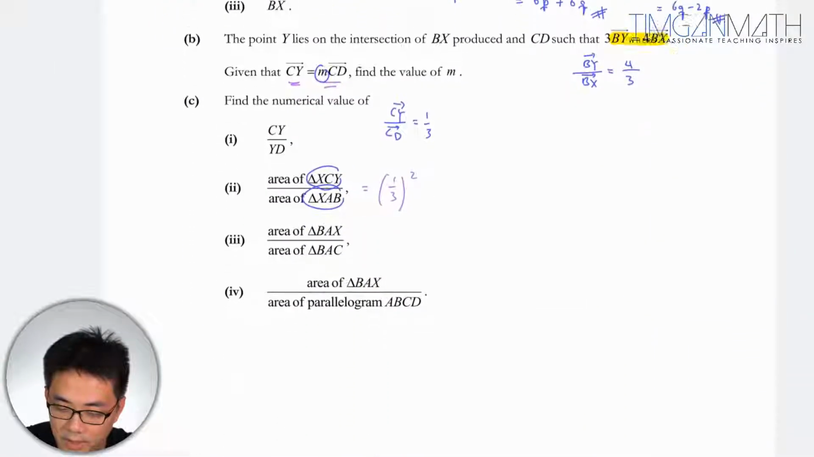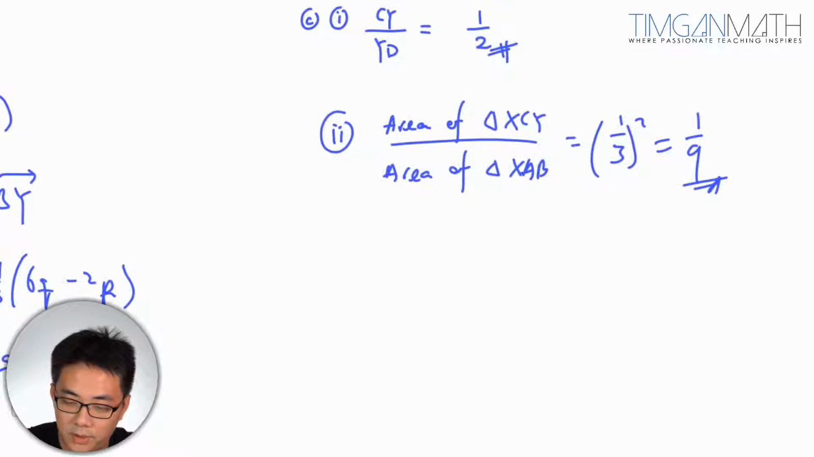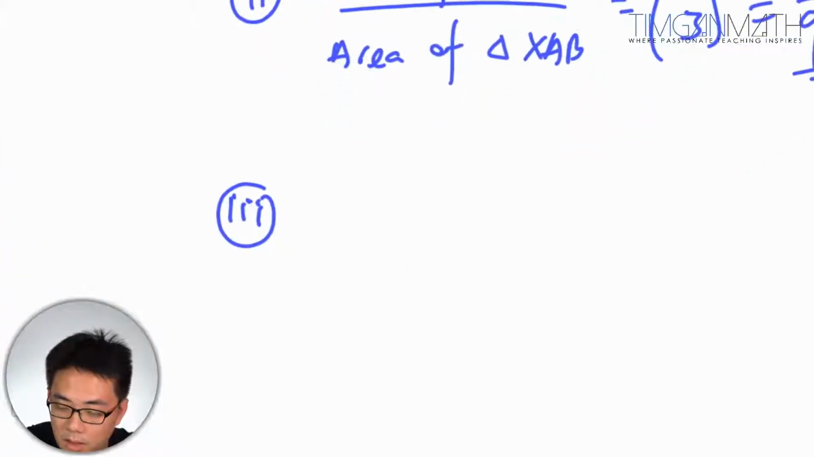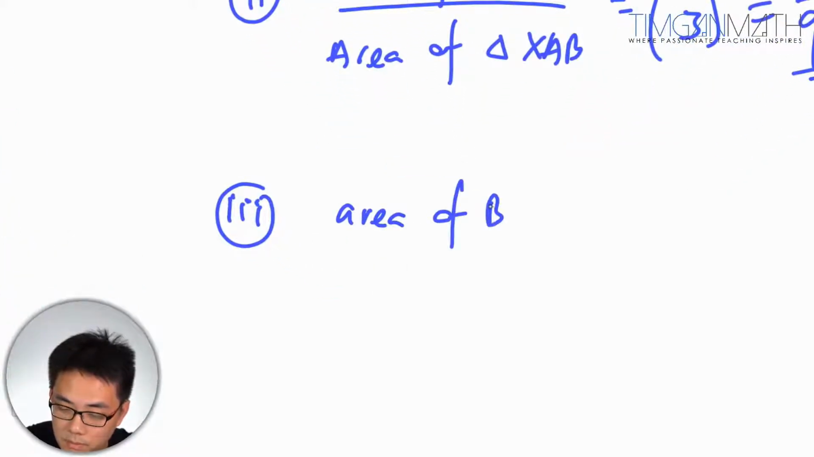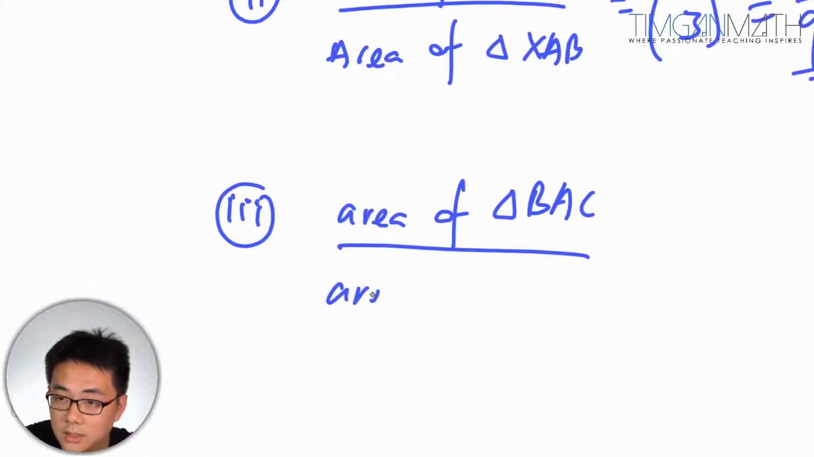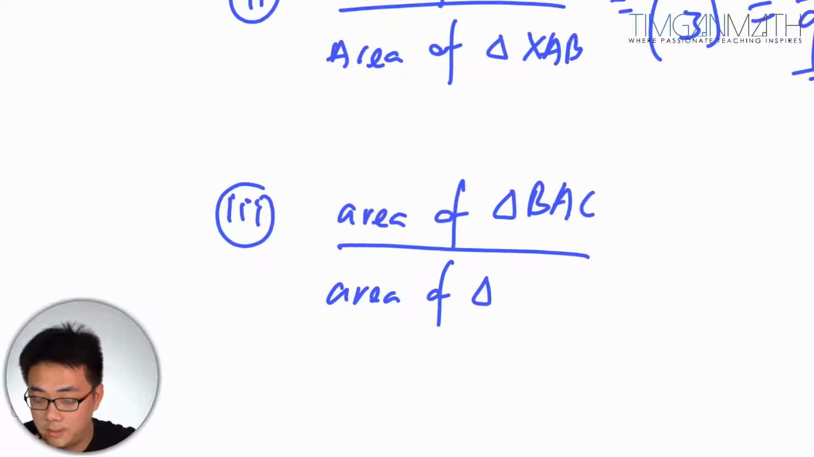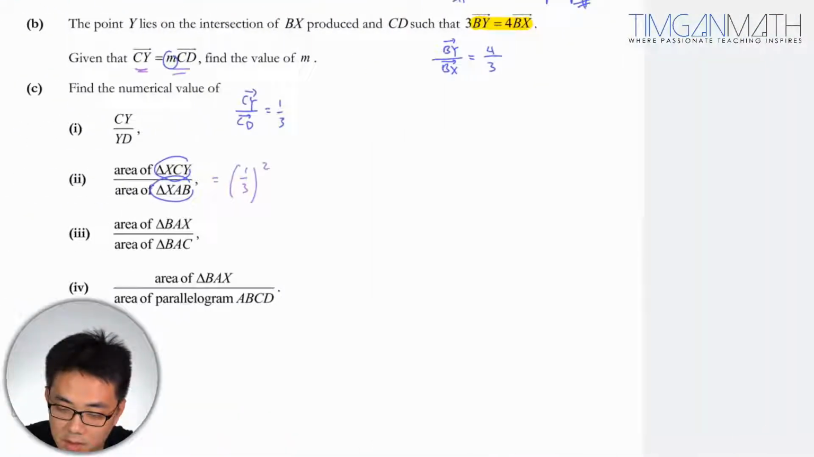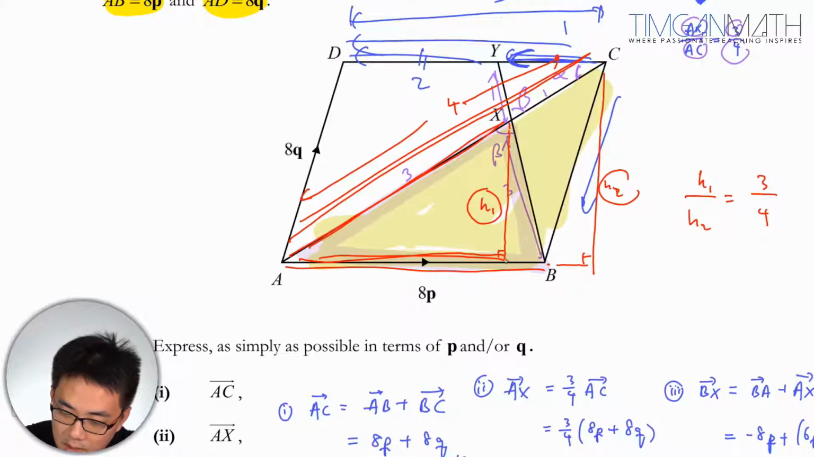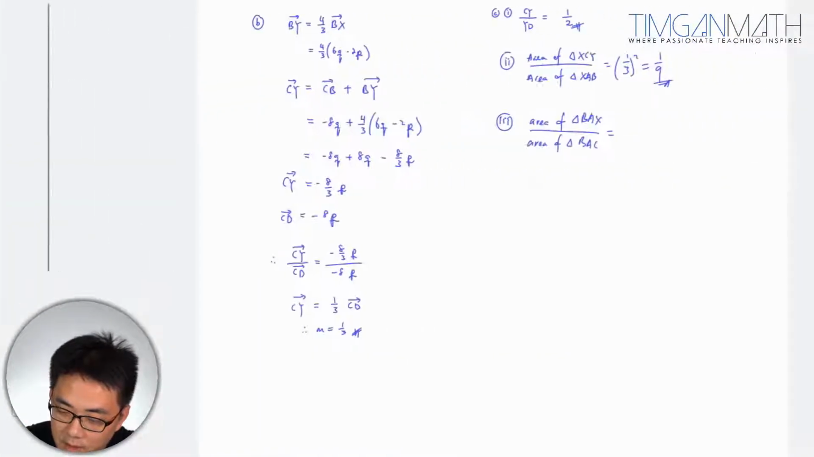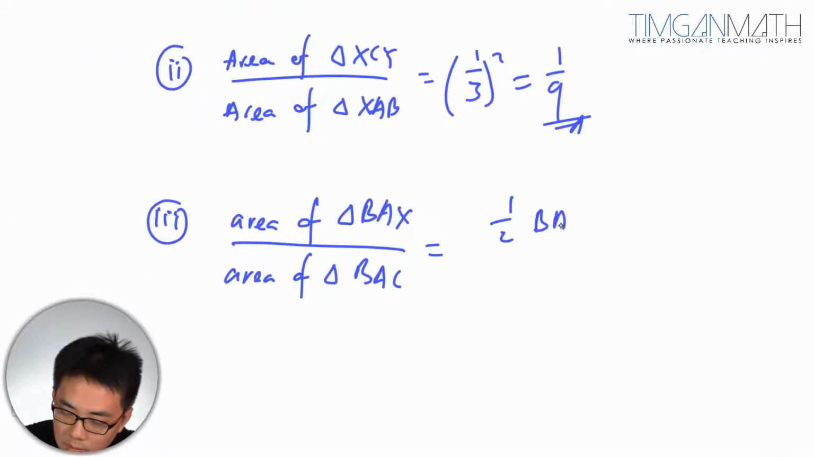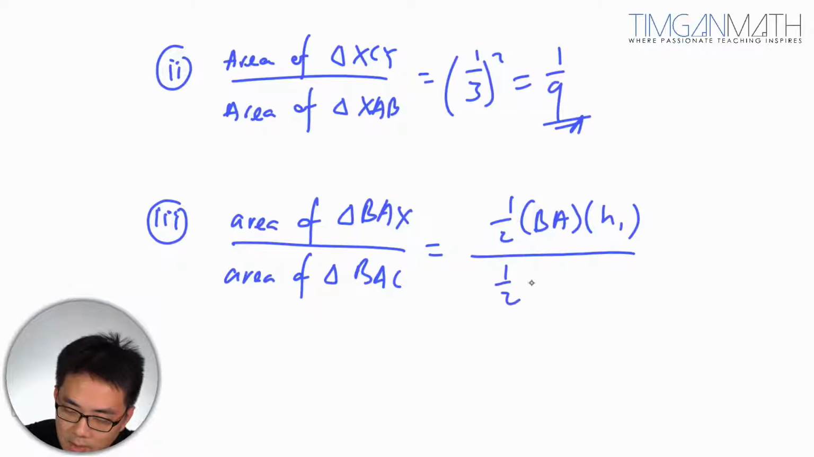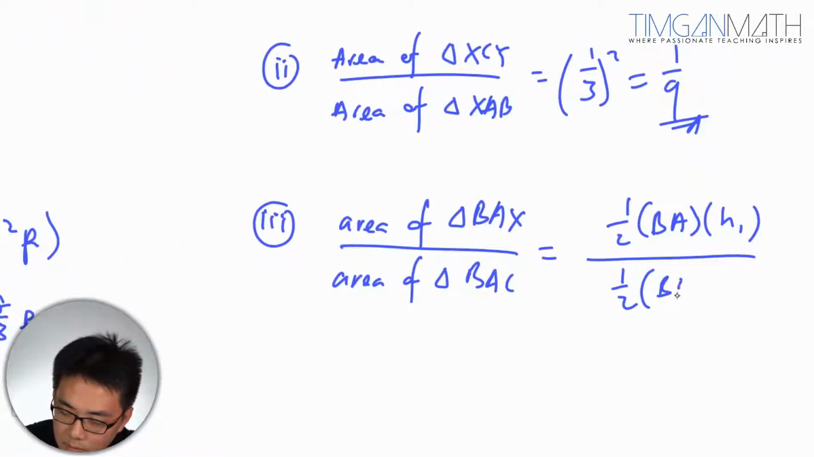So if you were to write it down, let me just write it down for you. Triangle part 3, because they have the same base, we don't need to square it. These are not similar triangles, right? They are just the same. So this is BAX, BAC. So BAX will just be half times BA times height 1, and the other one will be half times BA times height 2, right?